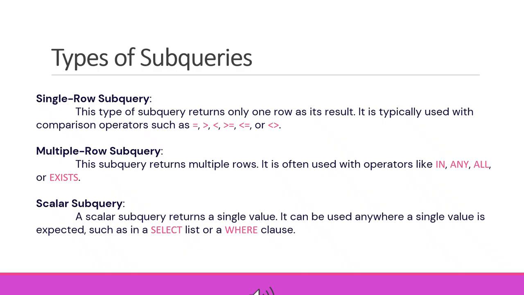Last one is scalar subquery. A scalar subquery returns a single value. It can be used anywhere a single value is expected, such as in a SELECT list or a WHERE clause.